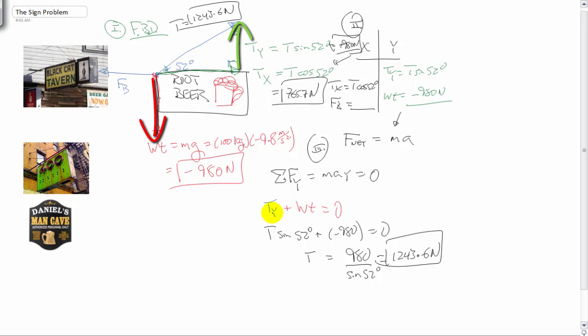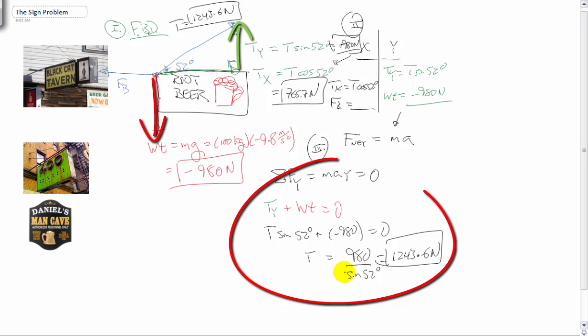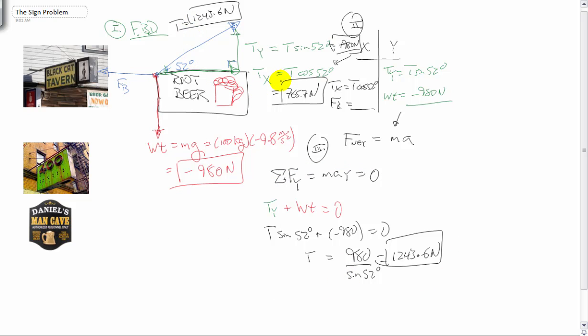If you set those equal to each other, then we can solve for the total tension by dividing by the sine of the angle. Then we can plug in the total tension to get the tension in the x direction, which is then equal to the force of the crossbar. So in real life, this would be very useful if you're trying to hang a sign, to know how strong of a chain and how strong of a crossbar you need.